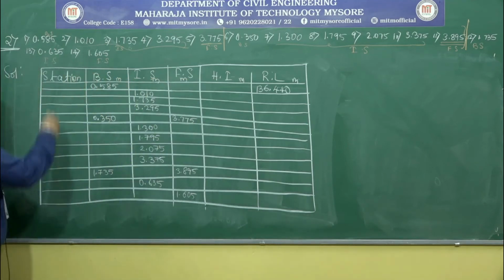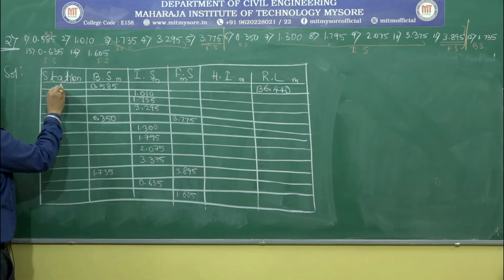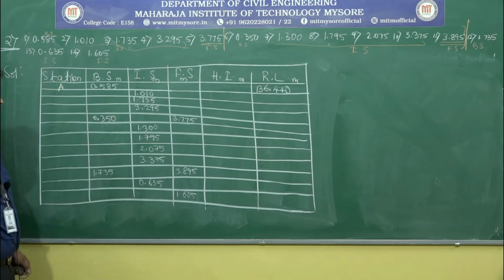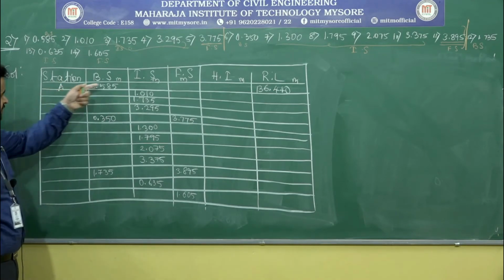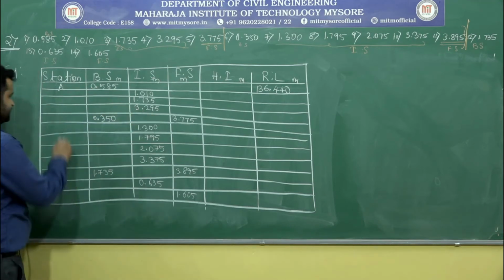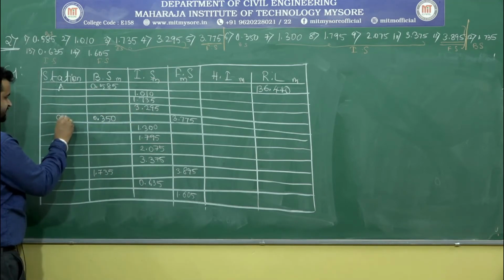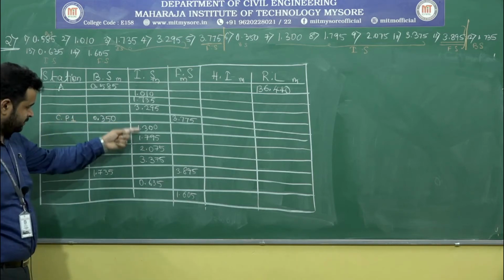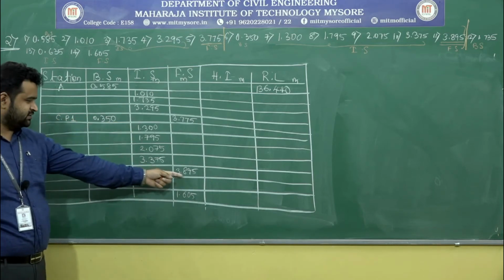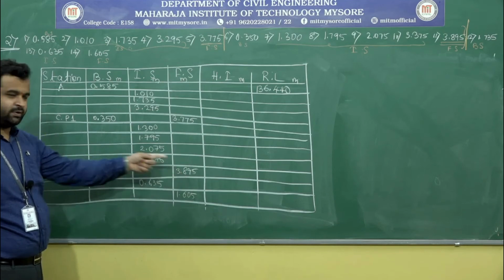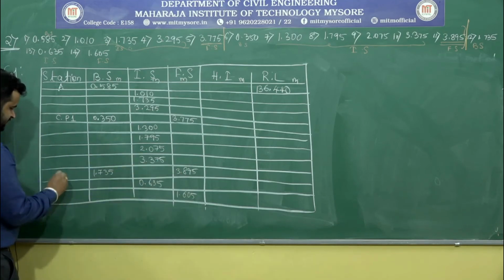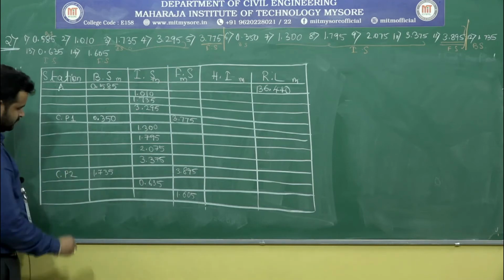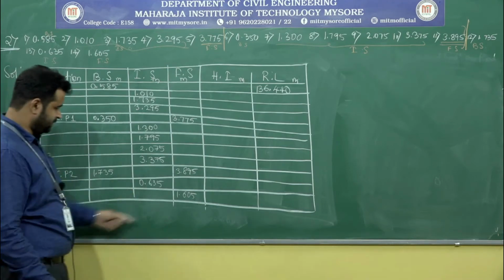So now station, let us take this as first station A. From first station we have taken so many readings, so this will be station B, or we can say change point 1. Okay, so from this station we have again taken these readings and this denotes we have shifted the instrument one more time and readings are taken, so it is change point 2. Okay, so this will be the last reading.